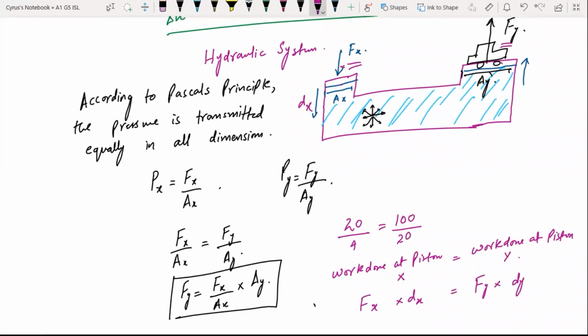Work done we will study in the next chapter. It's a complete chapter, work, power and energy. But you are familiar with this formula from your O level. That Fx into dx is the force of x and dx is the distance of x.